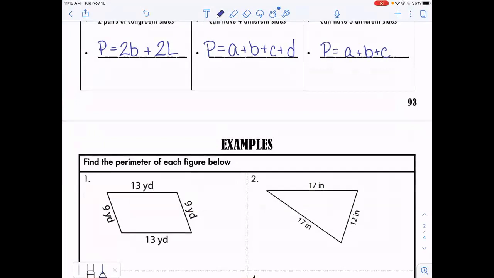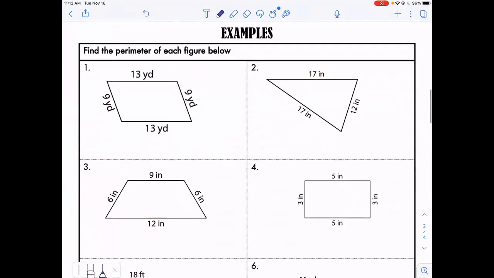Okay, let's quit guessing. We know it has 2 sides that are equal. Parallelogram. So how do I find that? Listen, how do I find the perimeter of a parallelogram? 9 times 2 plus 13 times 2. What's 9 times 2? 18. What's 13 times 2? Okay, what's 18 plus 26? 44 yards.